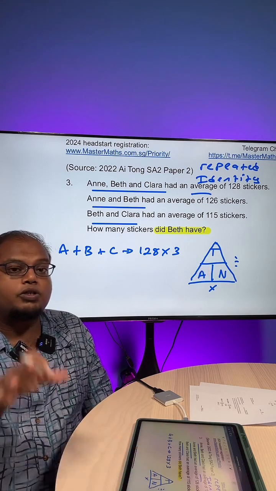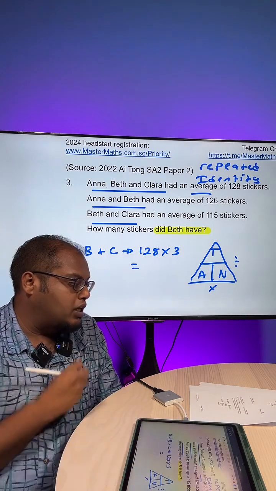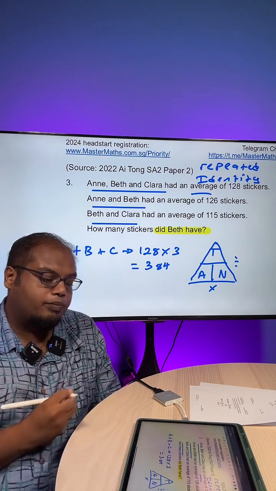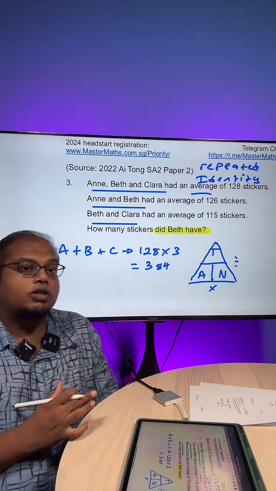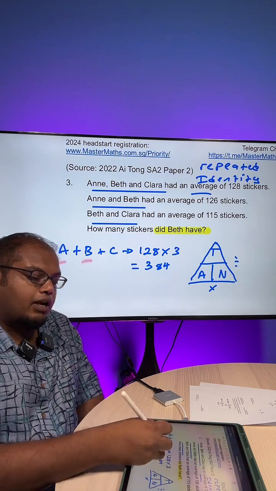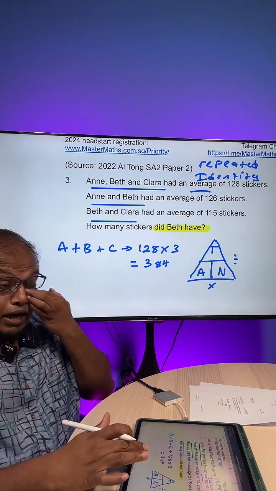Okay, so those who are new to this triangle, just a heads up. Okay, so now we multiply by 3. What do we get? 384. This is the total of N, Beth, Clara. Alright?